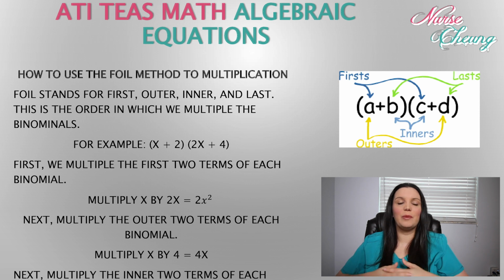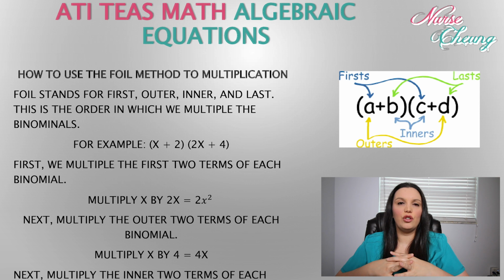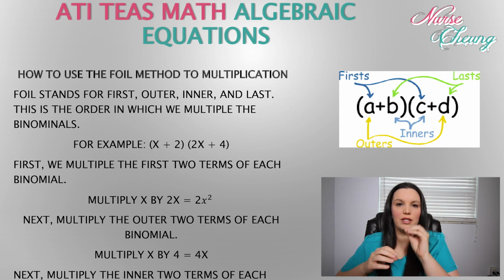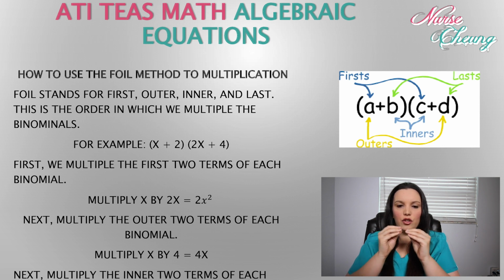Step 3, we're going to multiply the inner terms. What's on the inner side of the binomials? We've got 2 times 2x. 2 is on the inside, 2x is on the inside. We're going to multiply those together. 2 by 2x, we're going to get 4x.